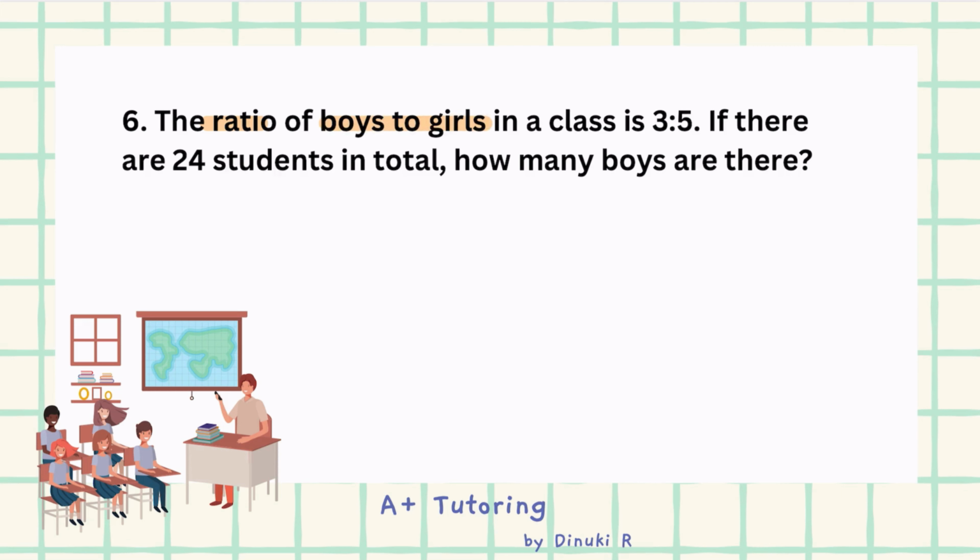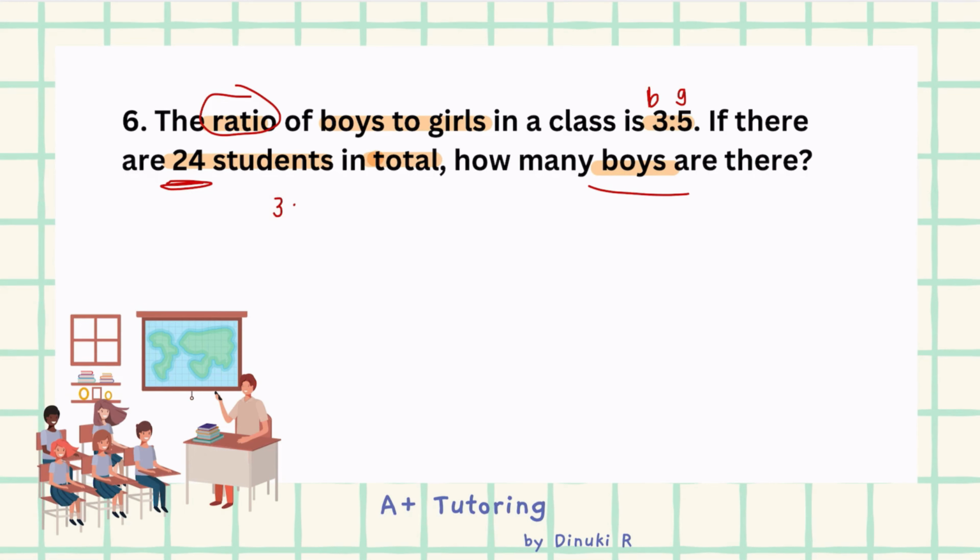The ratio of boys to girls in a class is 3 to 5. If there are 24 students in total, how many boys are there? Okay, again, we've just gone through and highlighted. Let's try and understand what's going on now. So we're working with ratios, and we're being told that this ratio here is boys to girls. We're being told that we've got 24 students in total, and we're being asked to figure out how many boys are in the class, right?